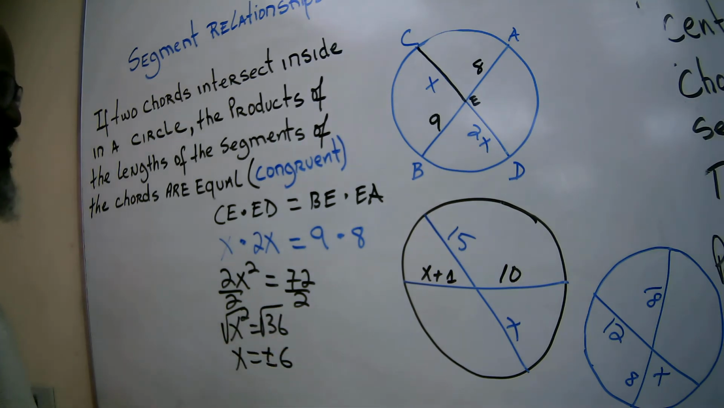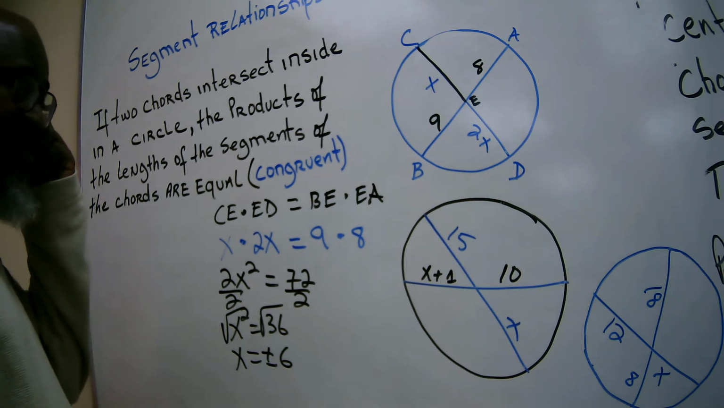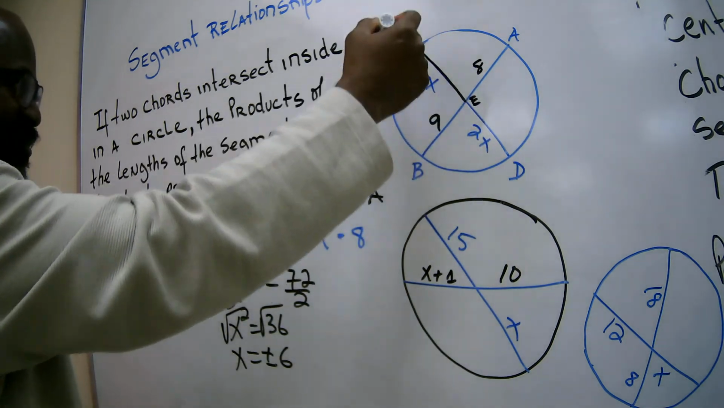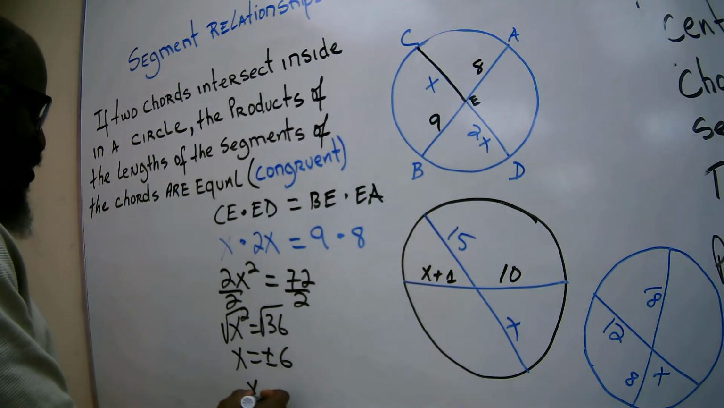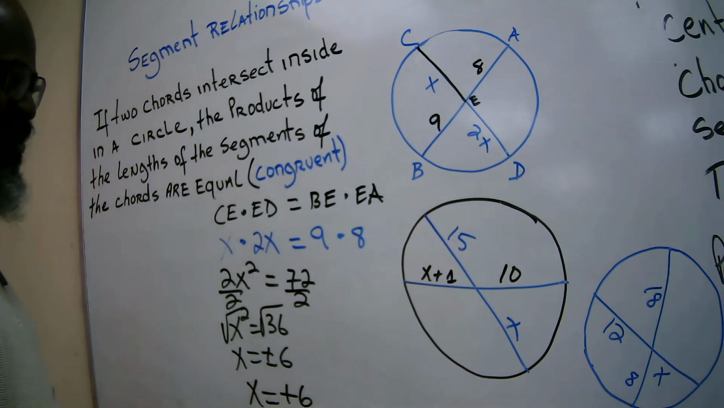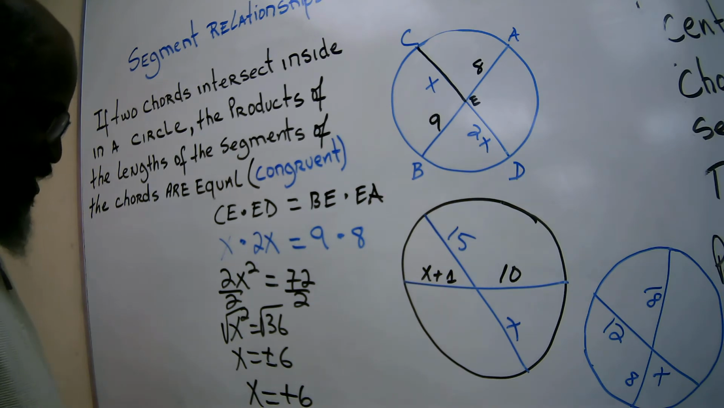Since we're looking for distance, we don't need your distance to be negative. So if you let X be negative, CE will be negative. We don't want that. In this case, we only keep positive 6. Positive 6 is the best answer. We don't need the length to be negative.